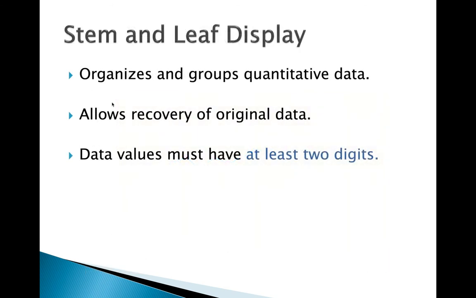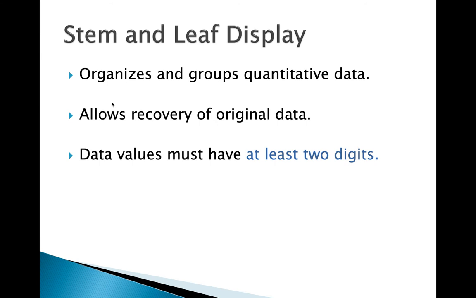A stem and leaf display organizes and groups quantitative data. It allows recovery of the original data, which is hard to see in a histogram. You can't tell what the original data values were. A stem and leaf display, as long as you have a relatively small set of data, can give us the same information about shape that the histogram does. And at the same time, we can use it to get some other information.